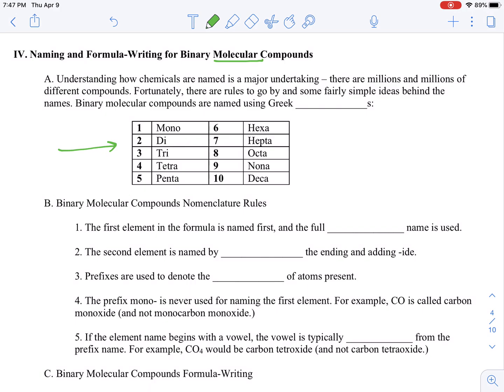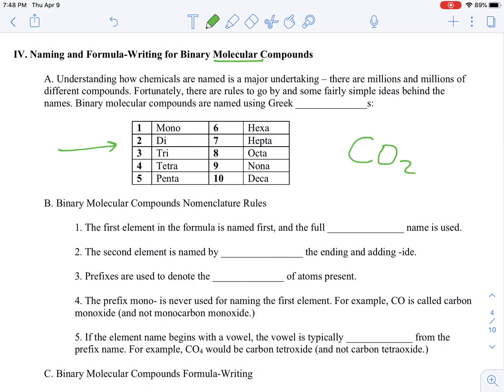These are things we need to commit to memory, but you'll notice a lot of those look pretty darn familiar already. So let's discuss our rules, and I bet you that you might know these off the top of your head without even realizing that you do. So first off, we are going to write out the first element and use its entire first name. So let's give ourselves an example here. Let's talk about the molecule CO2, which we know is carbon dioxide.